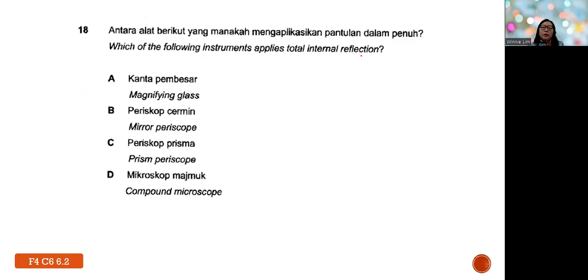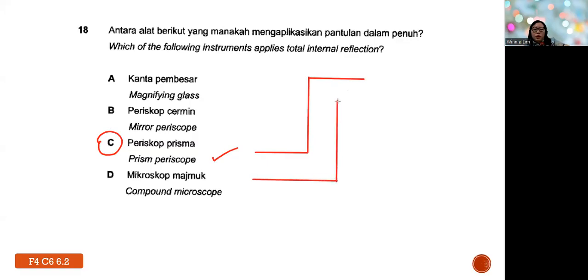18. Which of the following instruments applies total internal reflection? So the general idea for you, total internal reflection occurs when the ray reflects inside a transparent medium, like the ray reflected inside the glass or perspex and so on. Normally, the common usage we will use is the prism. So the prism periscope is the instrument.